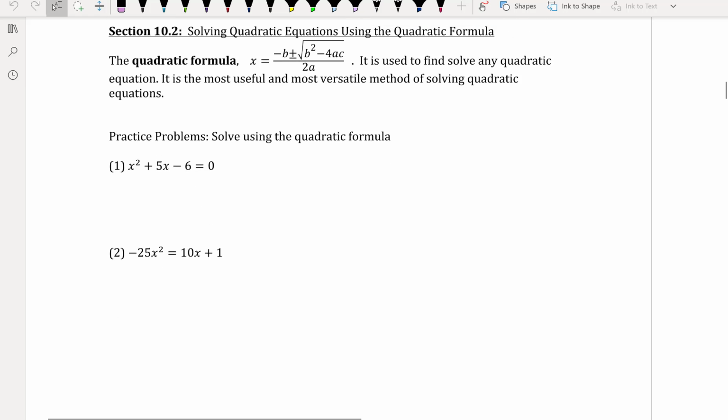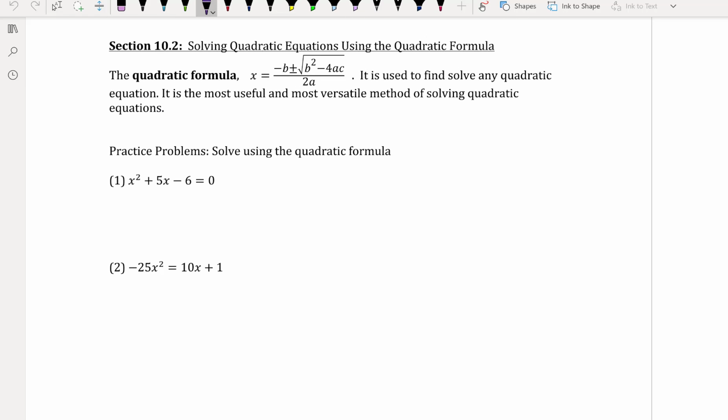So here we go. Let's identify some of the values here. My a value is 1, that's a 1 there. My b value is a 5, and my c value is a negative 6. So I'm going to go ahead and plug it into that formula.